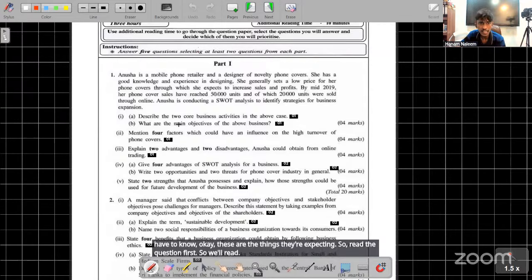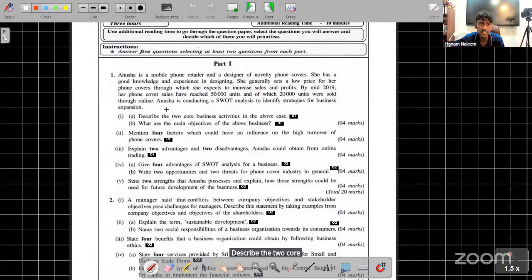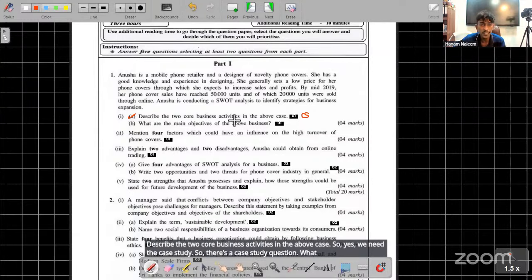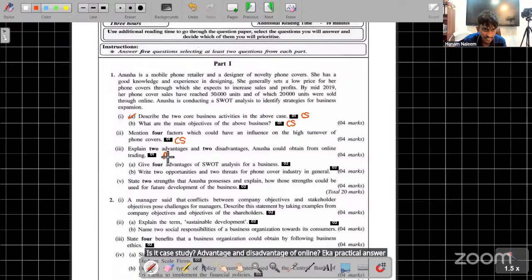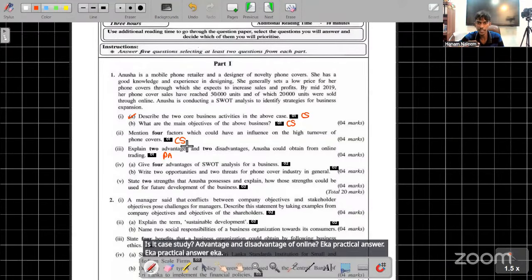Describe the two core business activities in the above case. So yes, we need the case study. What are the main objectives of the above business? Yes, case study question. Mention four factors which could have influenced the high turnover of phone covers. This is a phone cover. That's a case study question. Two advantages and two disadvantages Anusha could obtain from online trading. Is it a case study? Advantages and disadvantages of online trading? No, it's a practical answer. Now you know from unit number one, only three questions need the case study. The rest need a practical answer.